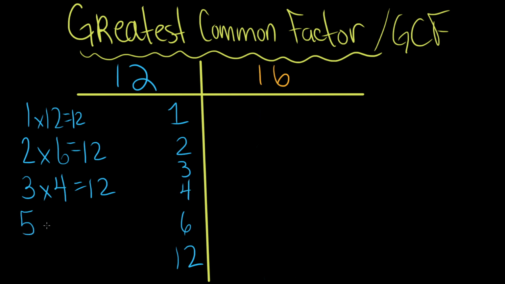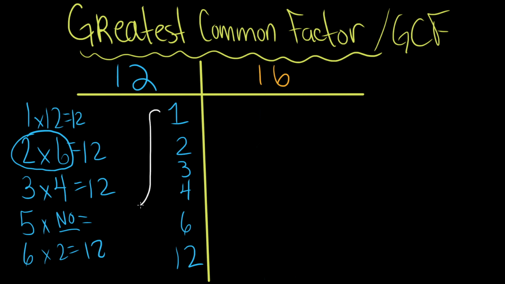Can we multiply 5 by a whole number to get 12? No, we cannot. So we know 5 is not a factor. And what's after 5? 6. Well, we said 6 times 2 is 12, and we already have that up here. So we know we have found all of the factors for the number 12. These are all the factors.